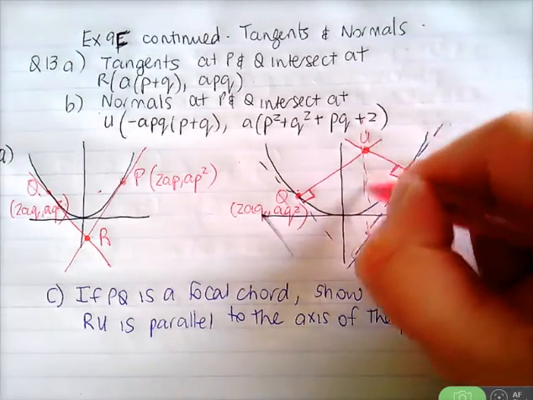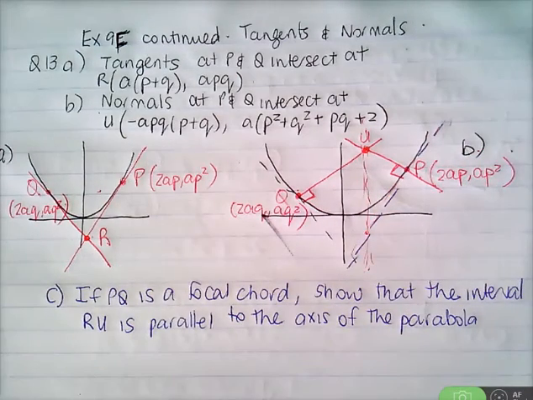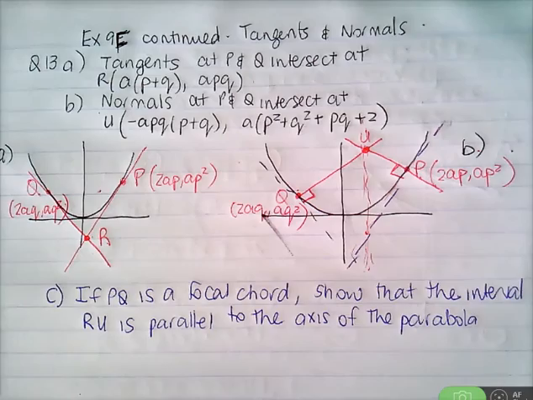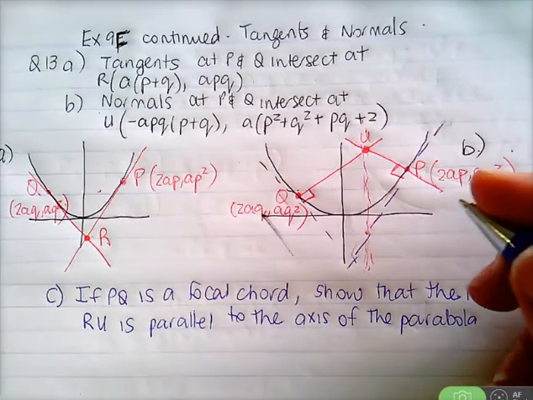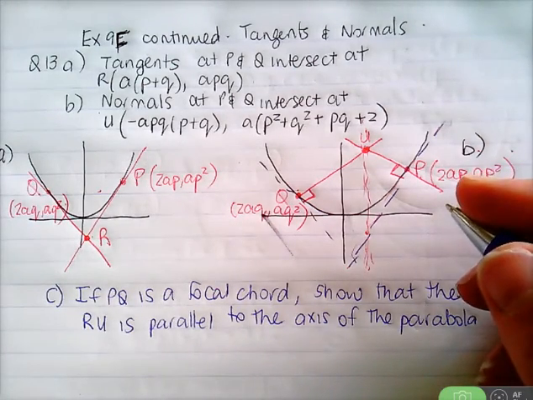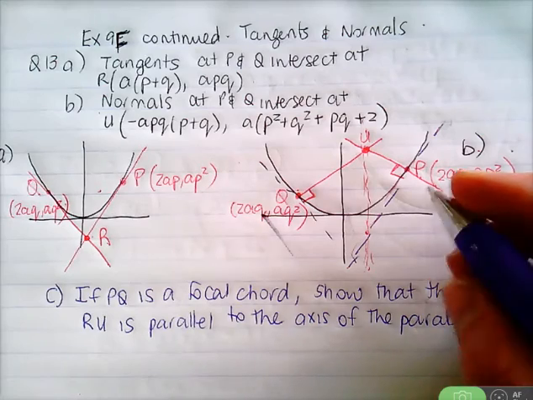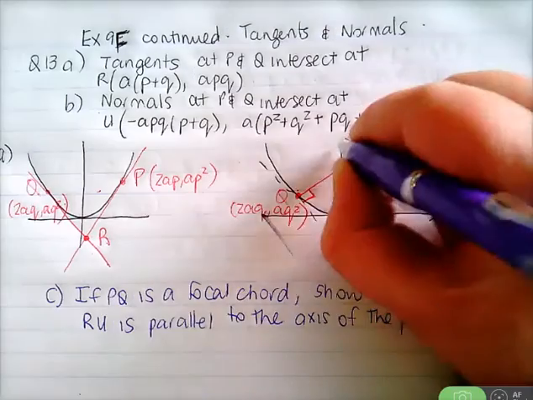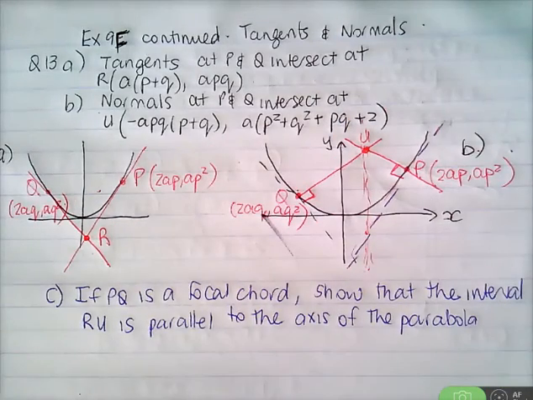Now, if RU is a straight line down like that, it would have an equation of the form, what? x equals something. It's passing through the x-axis. We're expecting x equals something, just a straight line down. That's what we'd be expecting.